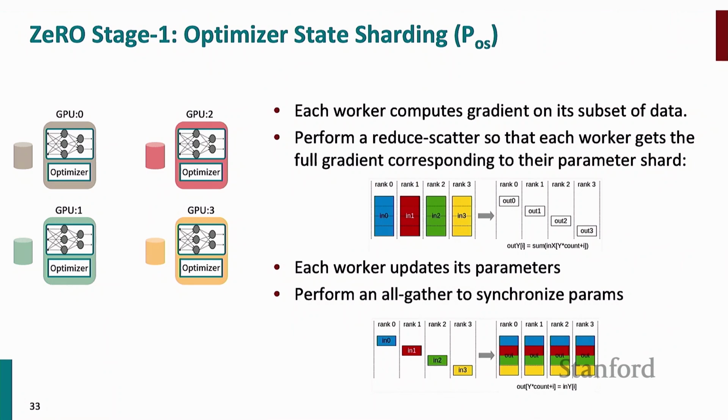Every GPU gets a gradient on its subset of the data. Okay? Then we perform reduce scatter. So now this is the second MPI operation of the lecture. We've done all reduce. This is the second one. This is called reduce scatter.